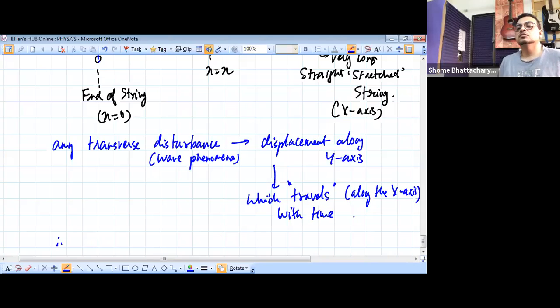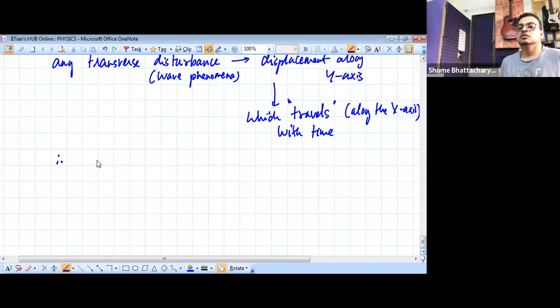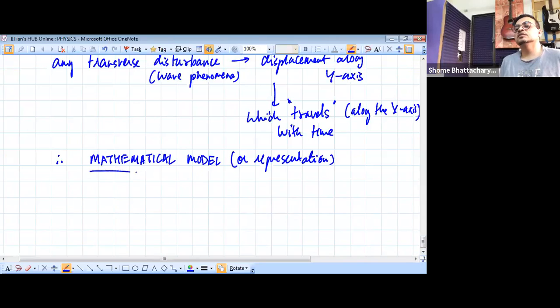So therefore, the mathematical representation is that we are going to use a function such that y will be defined as some kind of function of x.